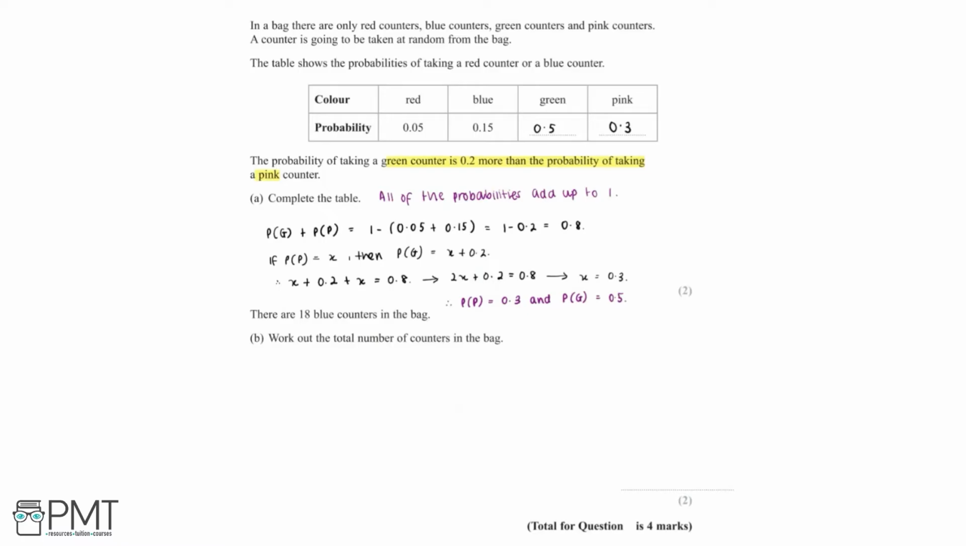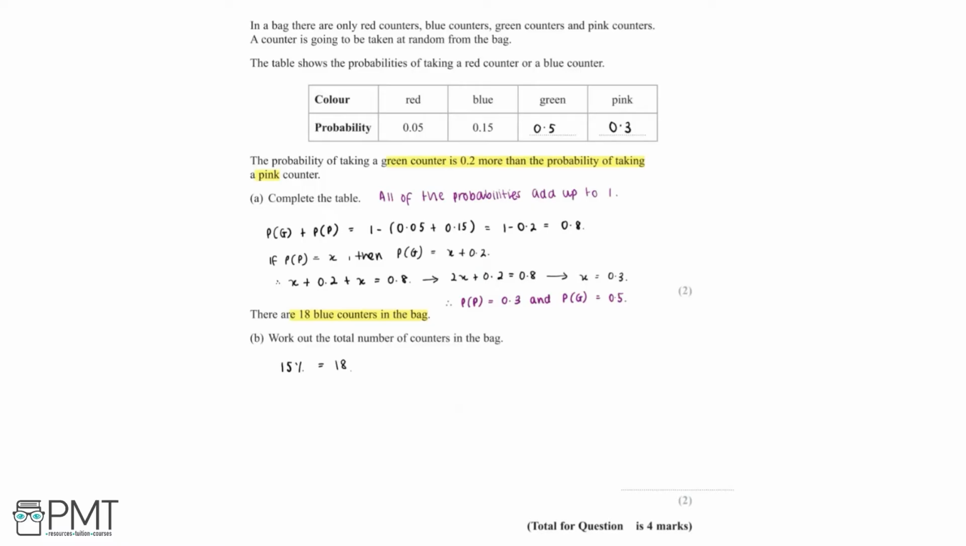Now in part B, we're told that there are 18 blue counters in the bag, and we need to work out the total number of counters in the bag. Now we know that the probability of taking a blue counter is 0.15. Now 0.15 corresponds to 15%, and so we can say that 15% of the counters are blue. Now if there are 18 blue counters in the bag, that means that 15% is equal to 18.